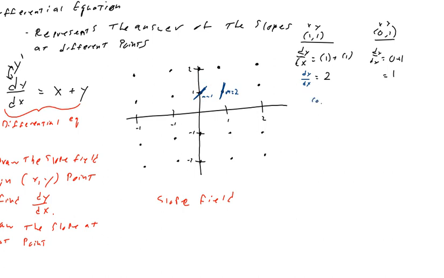If I do it for 0, 0, dy/dx is obviously going to be 0. So at this point, it's going to be a flat line like that. At 1, 0, dy/dx is going to equal 1. So that's again a slope of 1 like this. And if I do negatives, what about the point -1, 0? That's going to be dy/dx of -1. So that's going to go right here, down 1 like that.